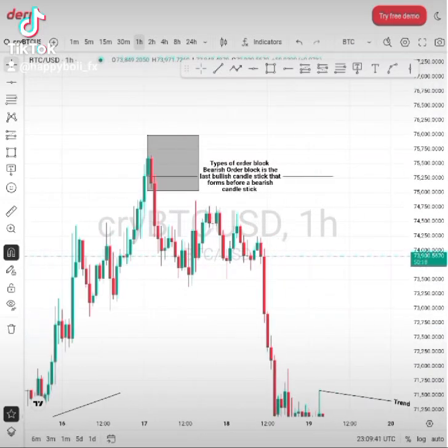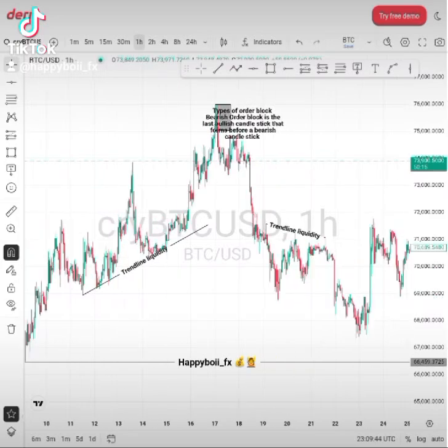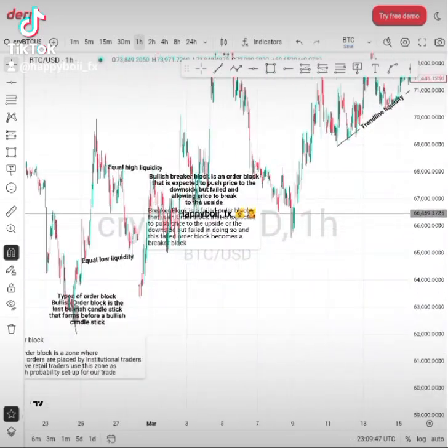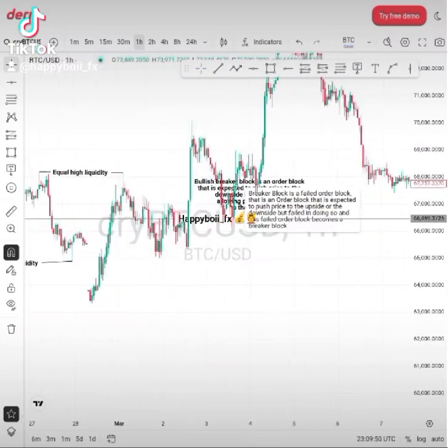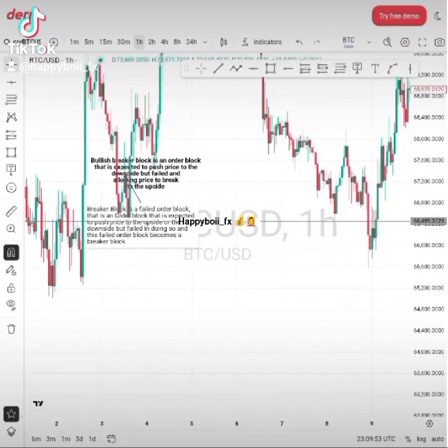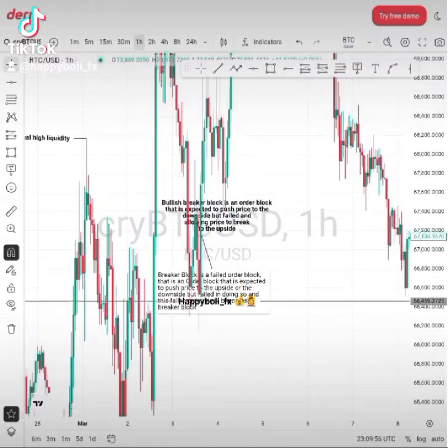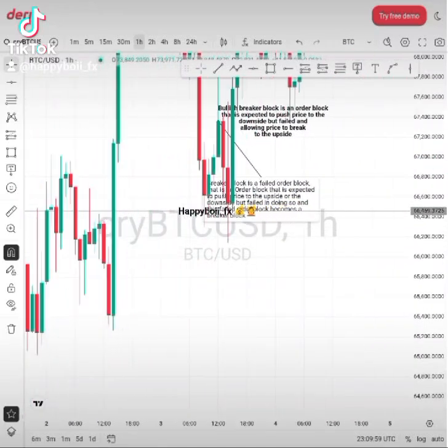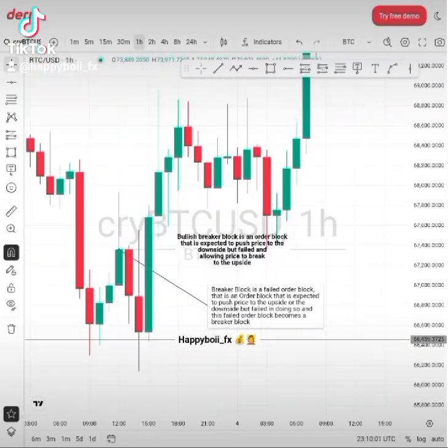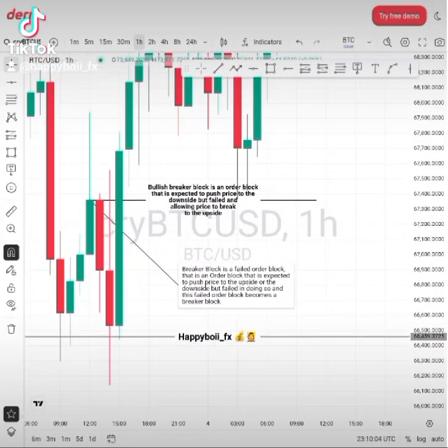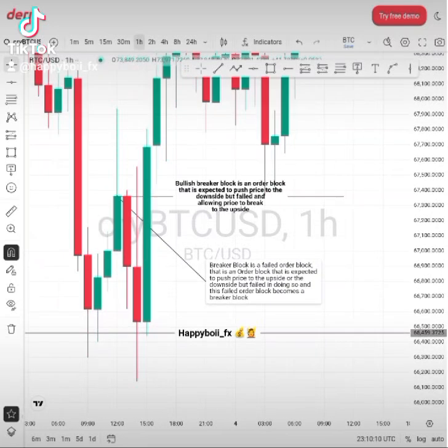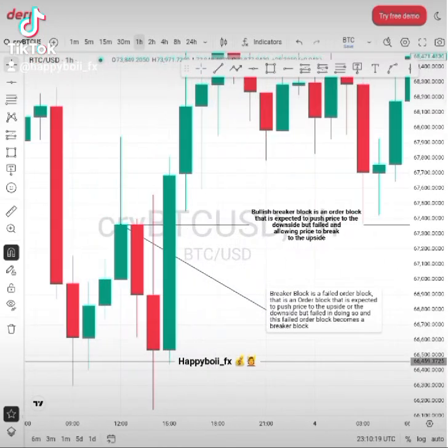So now I'll talk about breaker blocks, because like I said, we have types of order blocks. This is a breaker block. A breaker block is a failed order block. That is an order block that is expected to push price to the upside or the downside, but failed in doing so. And this failed order block becomes a breaker block, which is this.